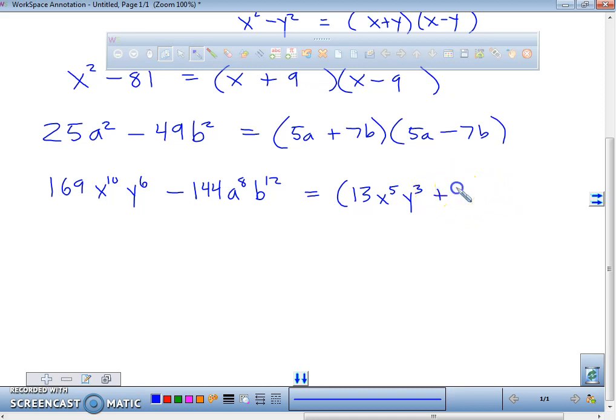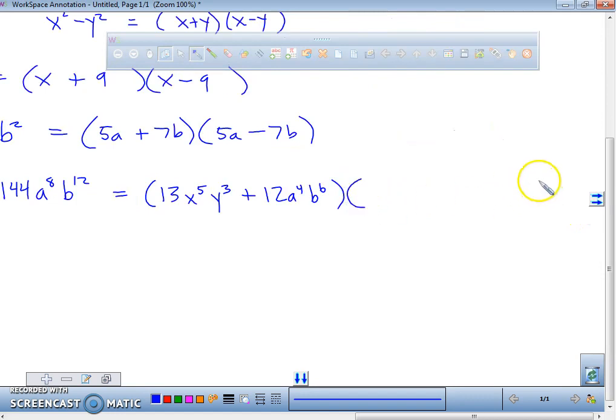What am I going to put here? 12 is right. A to the 4th is correct. B to the 6th. That is correct. Because what is the square root of 169? 13. What's the square root of x to the 10th? X to the 5th. And the square root of y to the 6th is y to the 3rd. And we just apply that same principle over to this one right here.